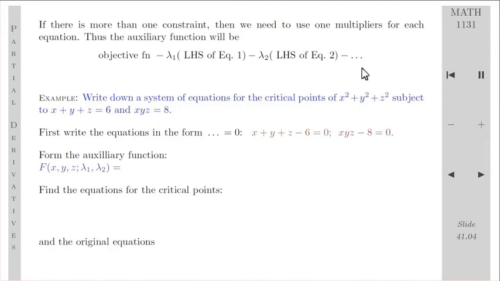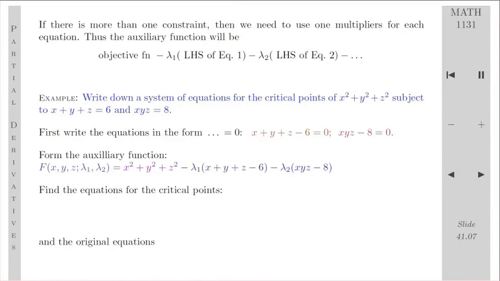We will form the auxiliary function. Take the function whose critical points I'm trying to find, x squared plus y squared plus z squared, minus lambda 1 times the left-hand side of the first equation in the rewritten form. So minus lambda 1 times the quantity x plus y plus z minus 6, minus lambda 2 times the left-hand side of the second equation. So minus lambda 2 times xyz minus 8. That's the auxiliary function because we have only two equations. Now we'll find the equations for the critical points.